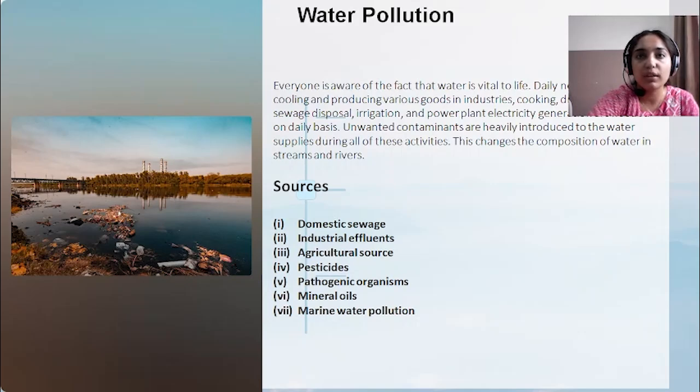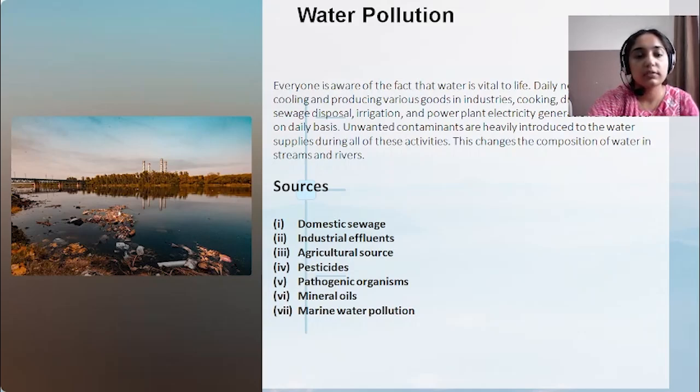For example, if we use a synthetic detergent for cleaning our washrooms, for cleaning clothes, food waste from the home, and laundry detergent, all these constitute domestic sewage. When this sewage is contaminated into the water bodies, it may lead to water pollution.